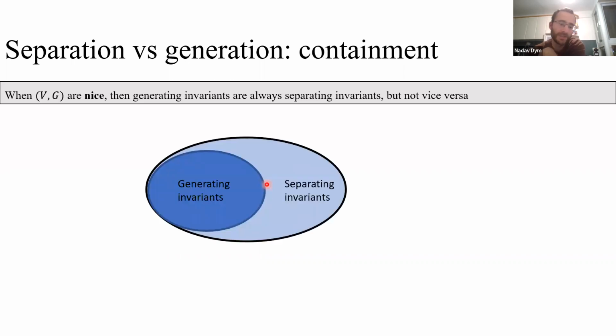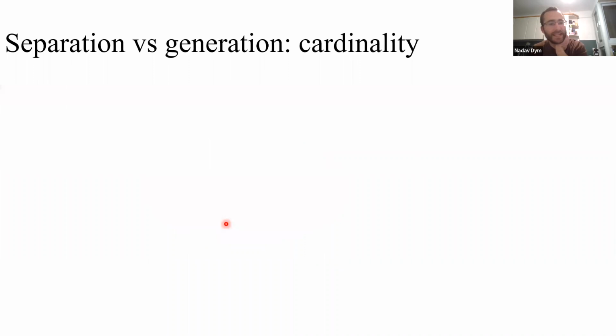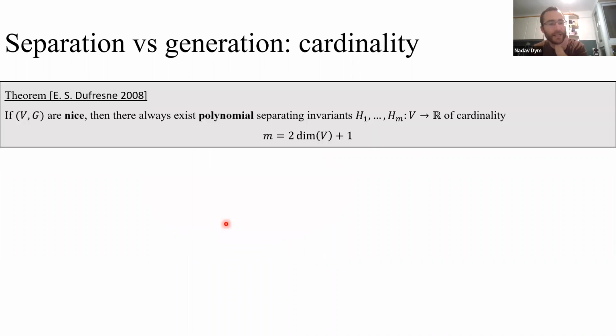Another thing that's good to note is that generating invariants are separating invariants. So being generating is a stronger property. But most importantly, in terms of cardinality, you can prove that there always exist separating invariants whose dimension is twice the dimension of V plus 1. That is significantly better than what we saw with the generators, where the number can go wild and isn't contained. There's no control on the number of generators.